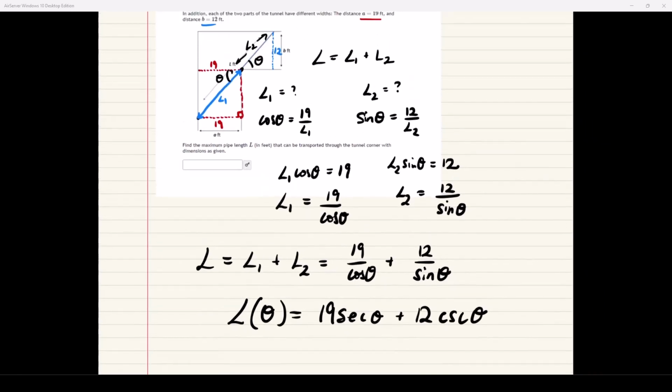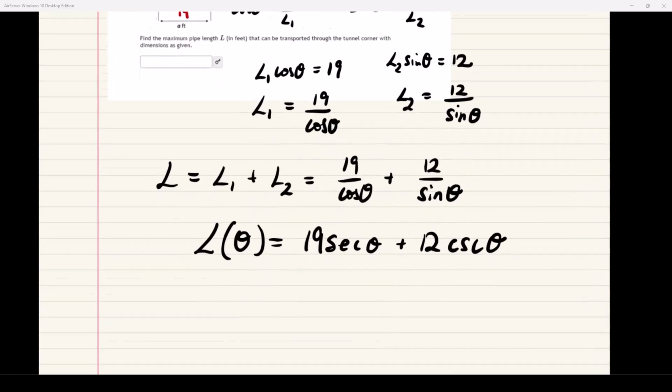Now we saw how, as the angle theta changes, the total length changes, and we're actually going to look for a critical point where we have a minimum for the length L, and that minimum for the function L is actually the largest pipe that would fit at all the other angles theta besides just at that critical point. So let's do a derivative here.